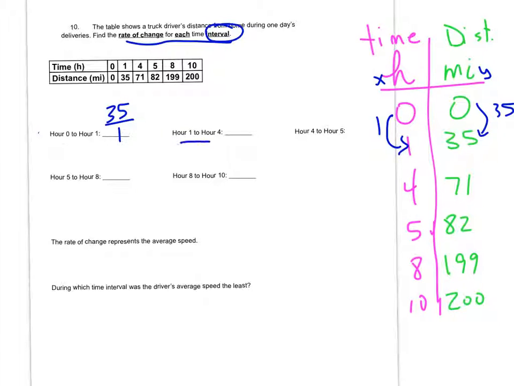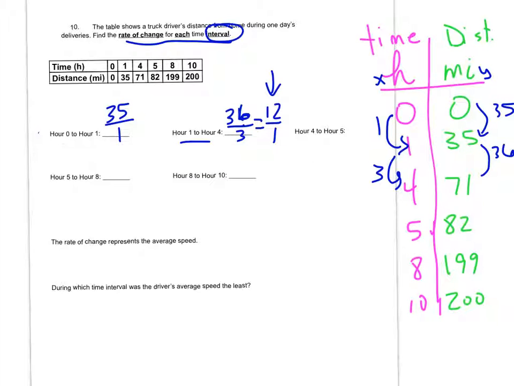Now look, the next one is hour 1 to hour 4. So going from hour 1 to hour 4, that's a change of 3. But if you go from 35 to 71, now mind you, some of you can't do that in your head, so that's going to be about 36. So you end up getting 36 over 3. But what you have to realize is that this can be reduced, and you have to always look at your rate of change. So 36 over 3 happens to reduce down to 12 over 1. This is our ideal situation.